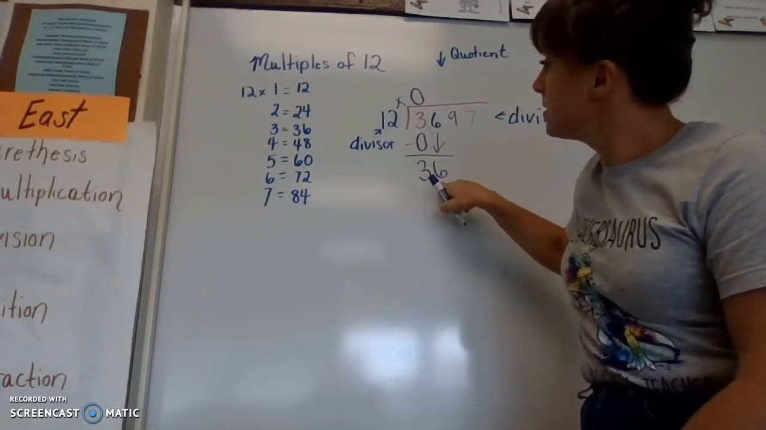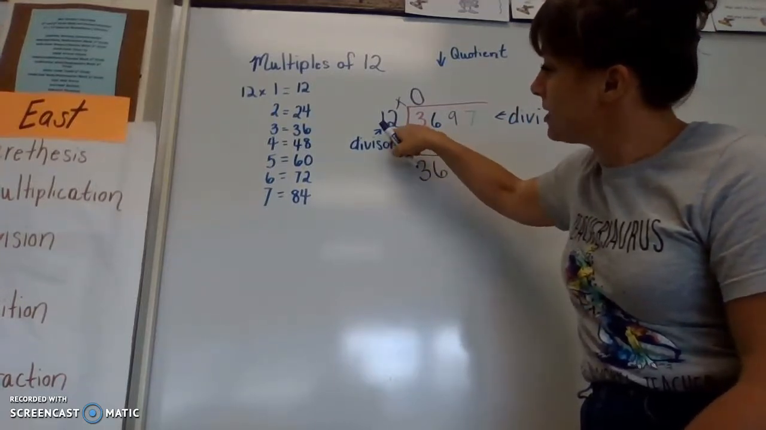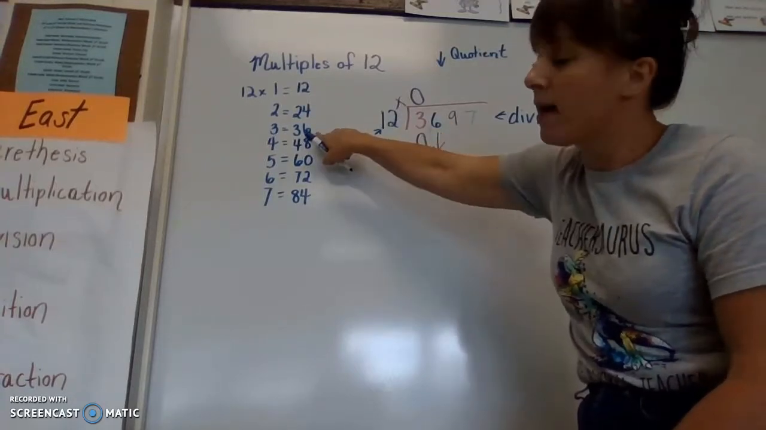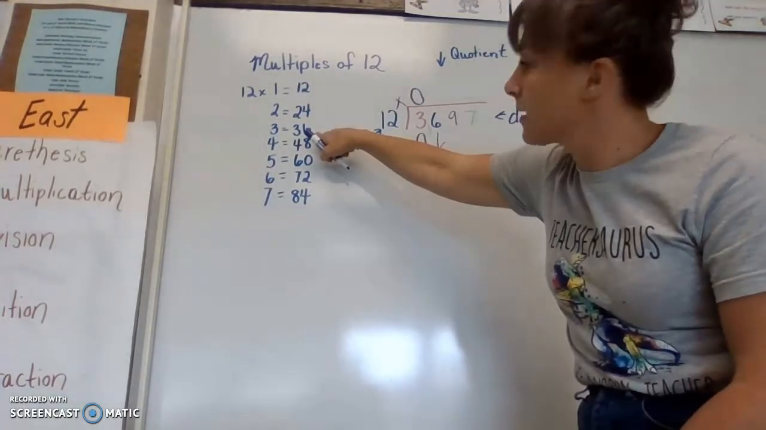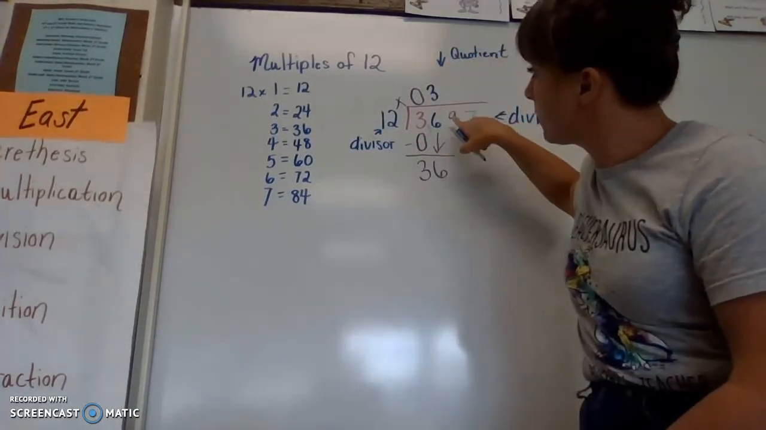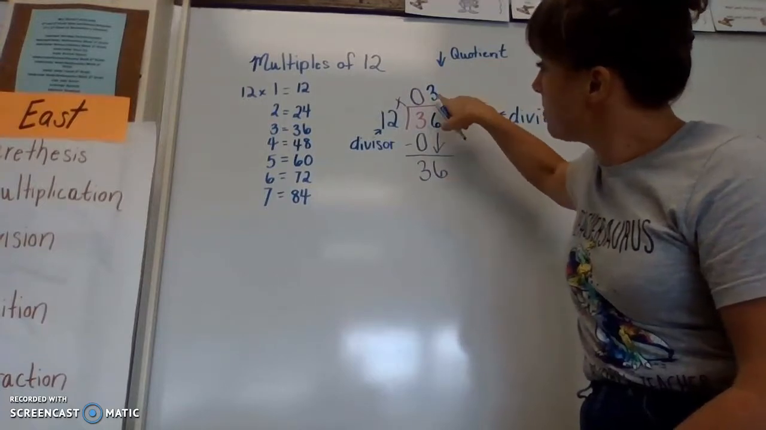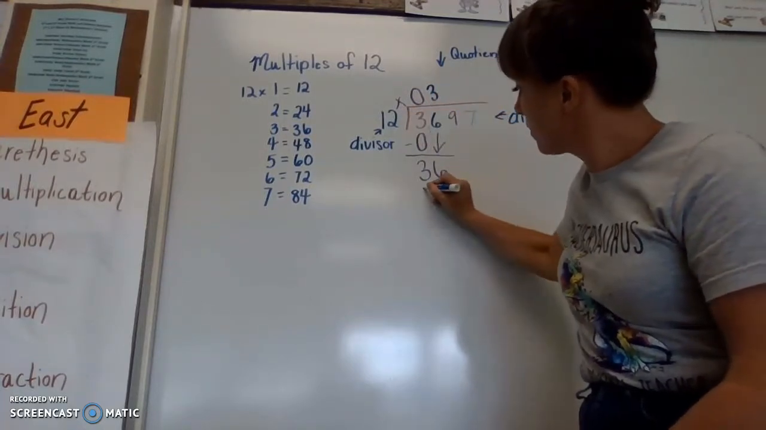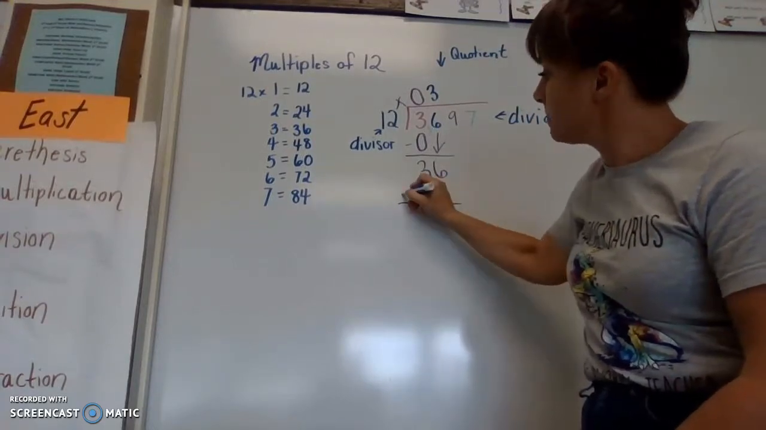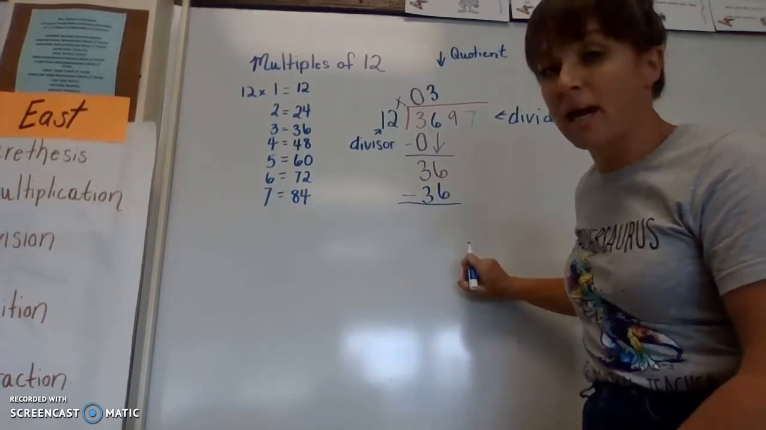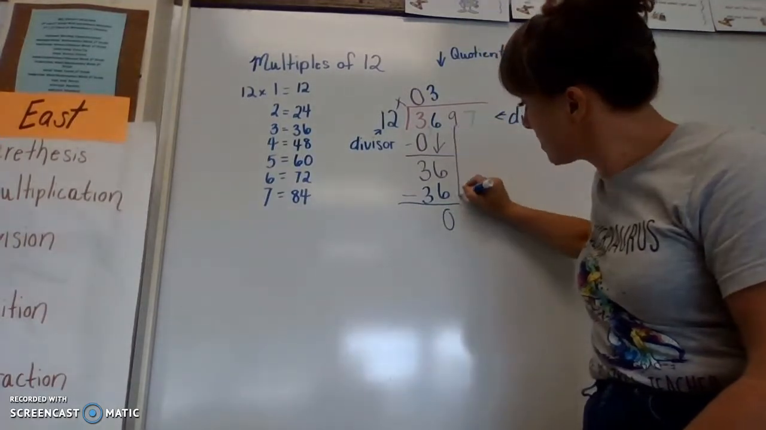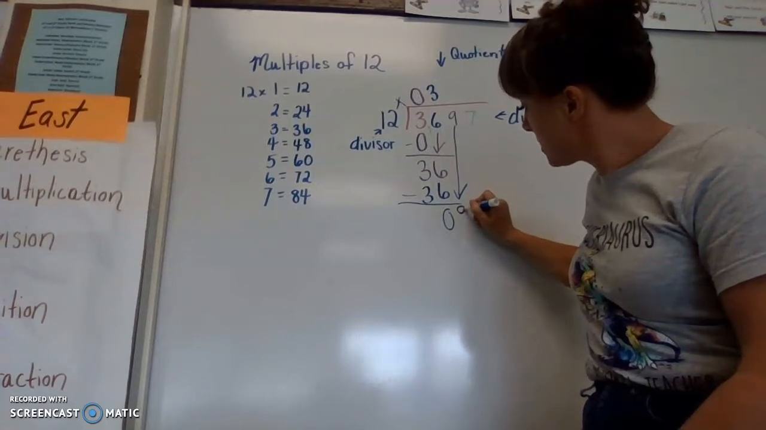How many times can 12 be divided into 36? I have it. 3 times. So then that next number that you're going to put up top is your 3. And here we go back. So we divided, now we multiply. 3 times 12 is our 36. Next up, subtract. 36 minus 36 is a 0. And I bring down my 9.